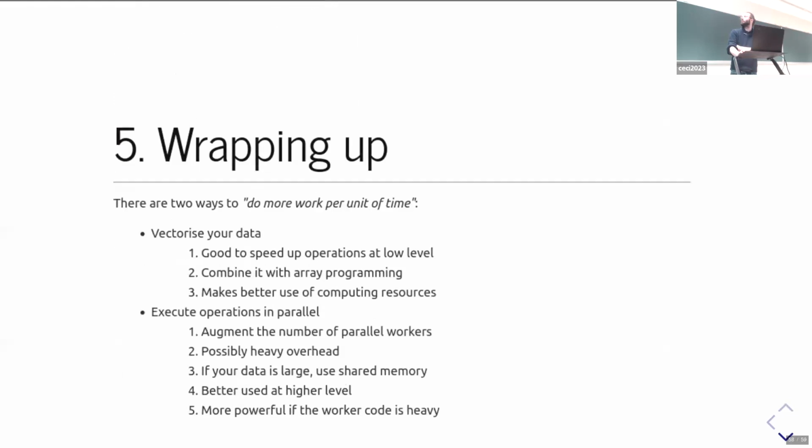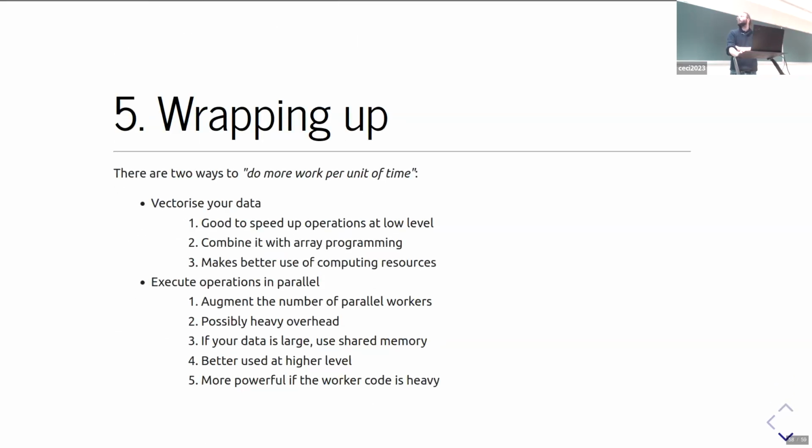So, wrapping up very quickly. There are two main ways of doing more work per unit of time. First, vectorize your data. There were at least two times where I just gained speed by pre-processing my data. I didn't do anything about the code, just pre-processing my data. So that's one way to do it.